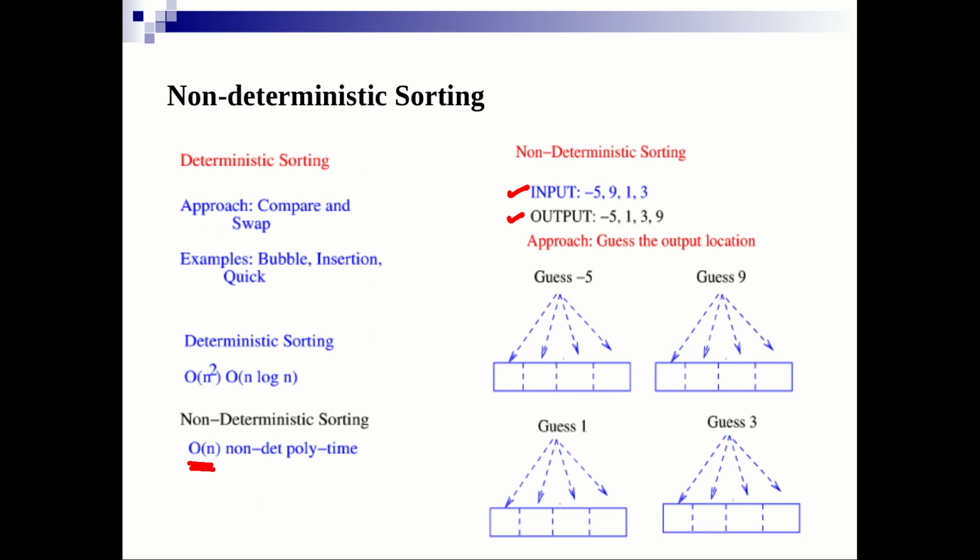So sorry, the next element is 9, as per the input. So the second processor will be guessing that. The first one will be guessing the correct position of -5, the second one will be guessing the correct position of 9, the third one will be guessing the correct position of 1, and the fourth one will be guessing the correct position of 4. So this is how the processor will be guessing the correct position of the element.